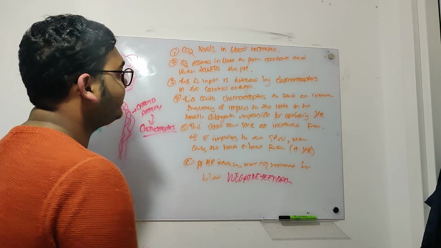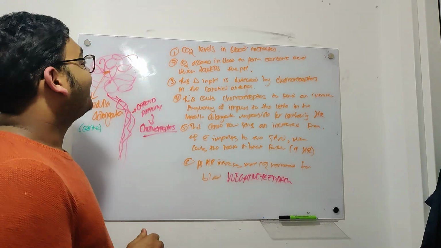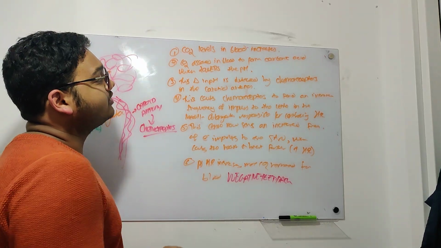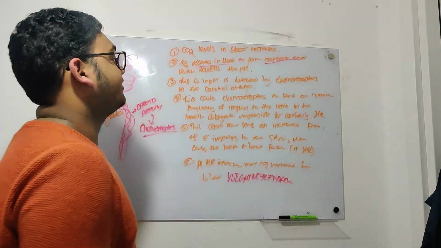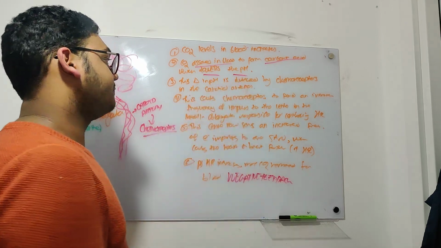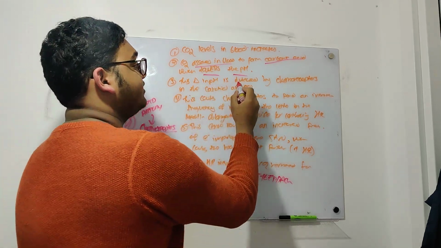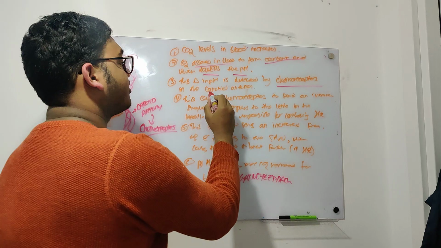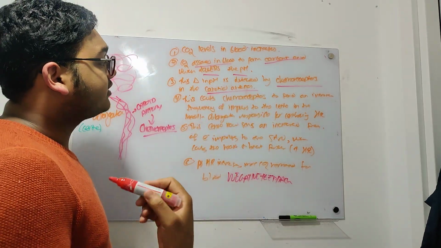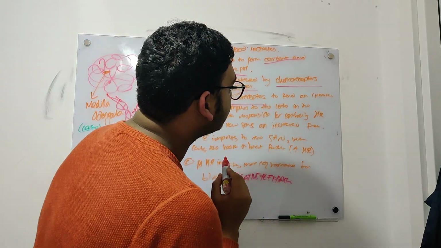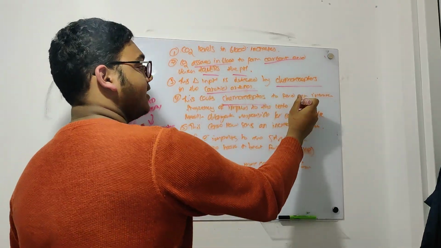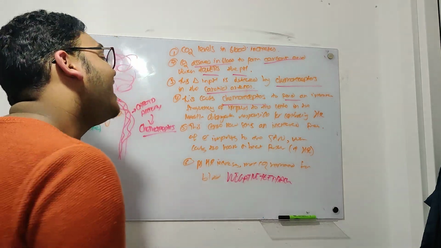As you know, I like to highlight the things that will get the marks. So firstly, CO2 levels in the blood increase. CO2 dissolves in blood to form carbonic acid, which lowers the pH. This change in pH is detected by chemoreceptors in the carotid arteries. This causes chemoreceptors to send. My handwriting is really bad.